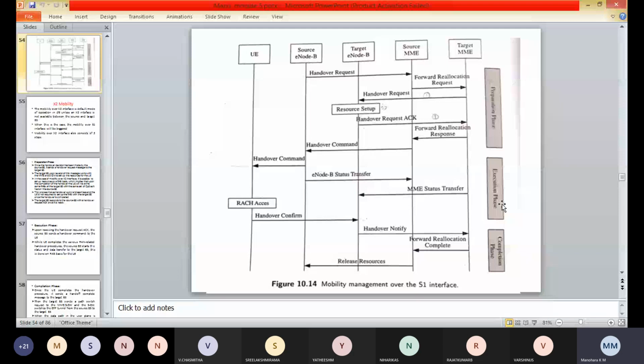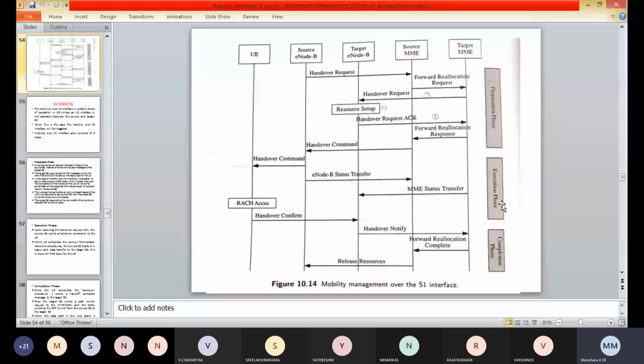and the E node B have been identified, the MME will send a handover request to the target E node B, requesting it to set up the appropriate resources. Once the target receives the handover request, it will send the handover request ACK message, which is received by the MME, and the MME will then inform the source E node B.